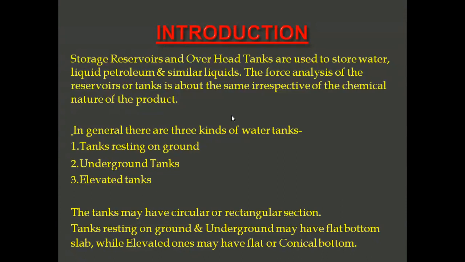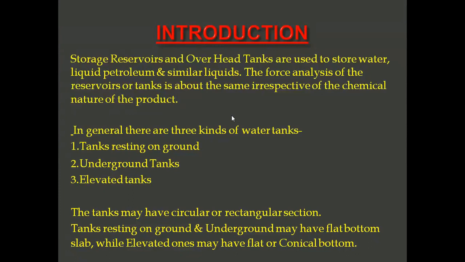Okay, so it may be of 3 types: water tanks resting on ground, underground tanks, and elevated tanks. We have seen underground tanks at petrol pumps, or even in apartments we have seen underground water tanks, and elevated tanks that we have often seen in nearby areas of our city. These are the types. So the first one is tanks resting on ground, then underground tanks, and then elevated tanks.